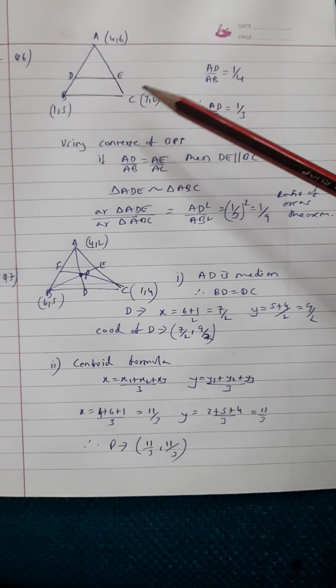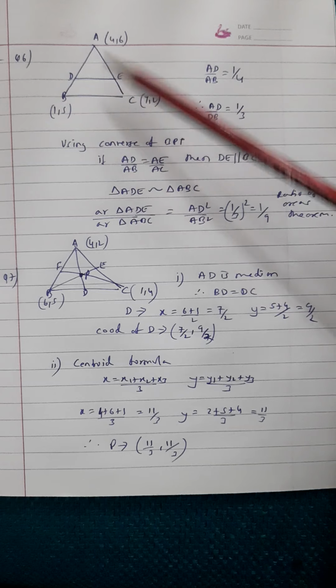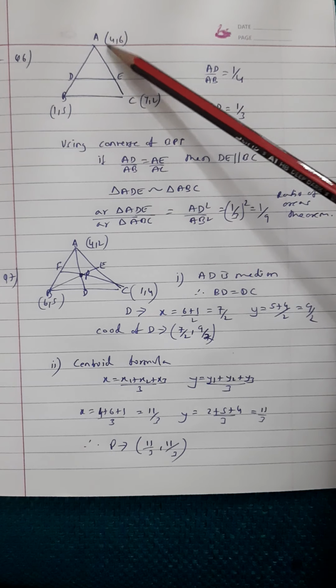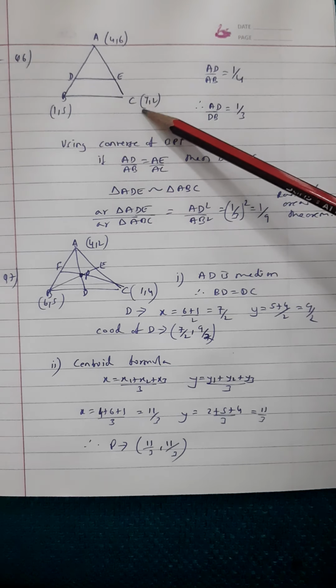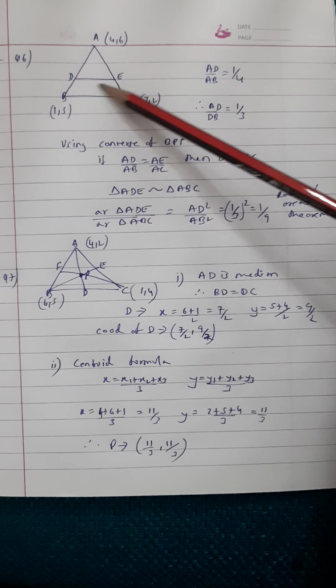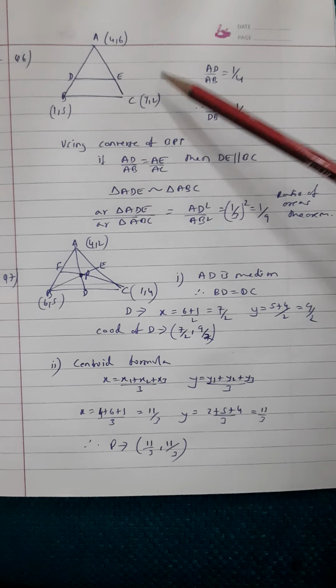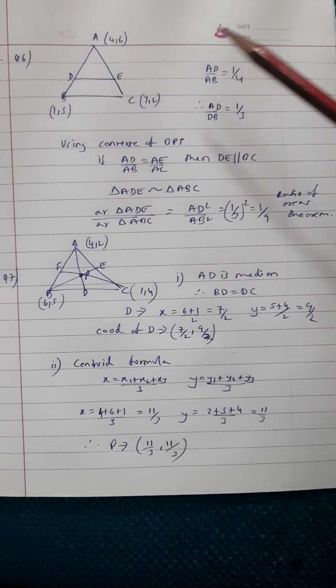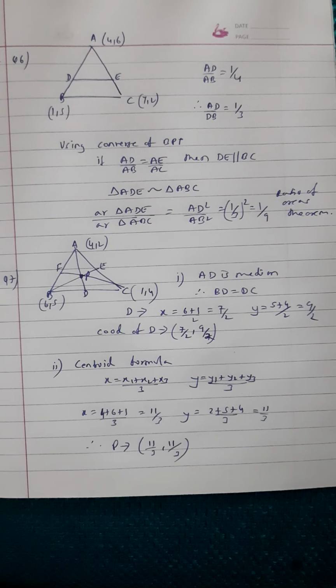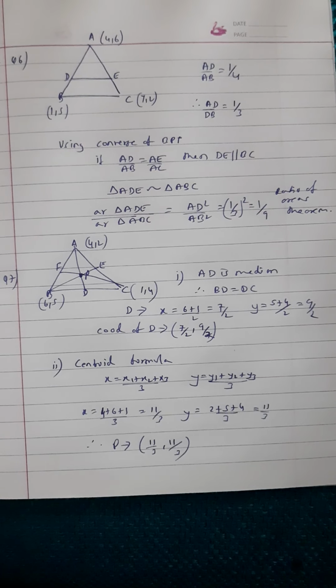7.4 question 6 and 7. Now here the three vertices of a triangle are given: 4, 6, 1, 5 and 7, 2. And there is a line DE. And the question is that AD upon AB is already given 1 upon 4. Right? AD upon AB is given 1 upon 4.